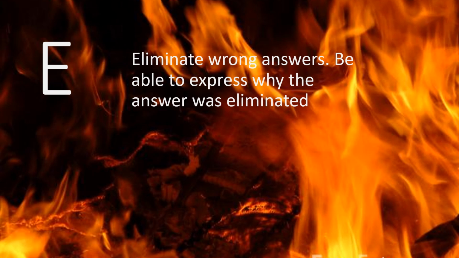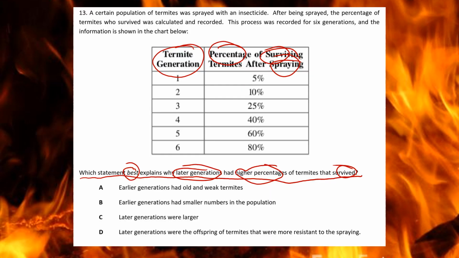So next, the E is eliminate wrong answers. To eliminate an answer, you need to be able to explain why the answer was eliminated. I watch too many of you just go through mark, mark, mark, and circle without even really reading the answers you're eliminating. Make sure if you're going to eliminate an answer choice, you can explain why you eliminated it. Sometimes it can be, it just sounds wrong, but that can't be your answer every single time. So let's look at this one or the next step.